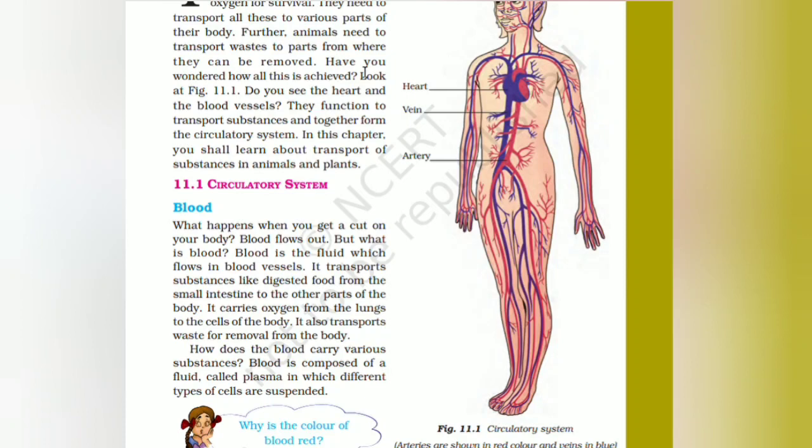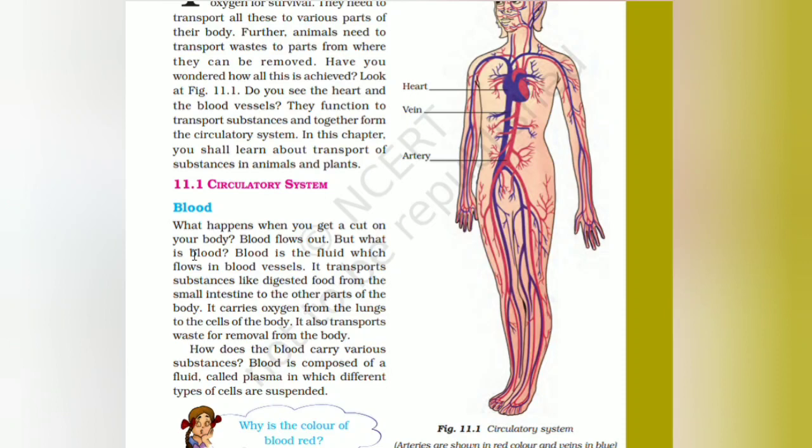Have you wondered how this is achieved? Look at this. Did you see the heart and the blood vessels? They function to transport substances and together form the circulatory system. In this chapter you shall learn about the transport of substances in animals and plants.